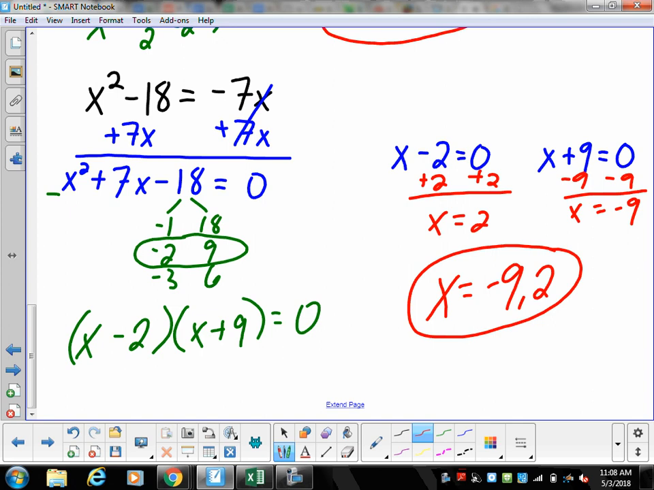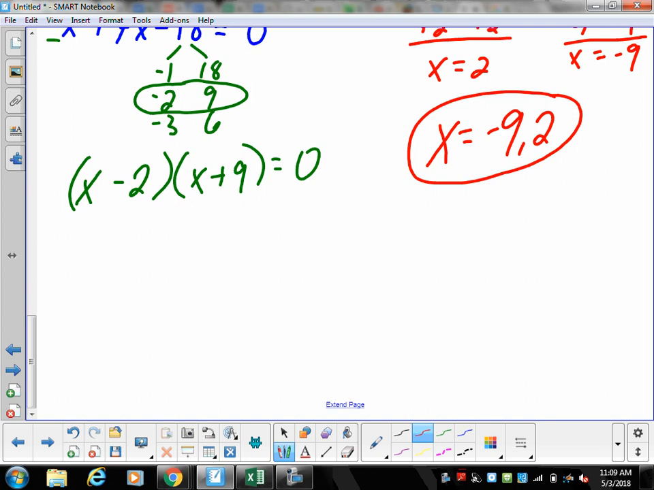All right, what questions do you have? It's a little bit easier if that number's not out here in the front. Do what? These are called the roots or the solutions to the problem, or the zeros.